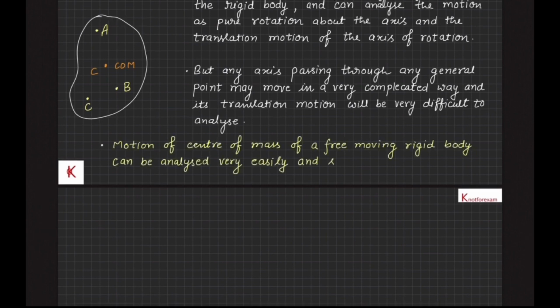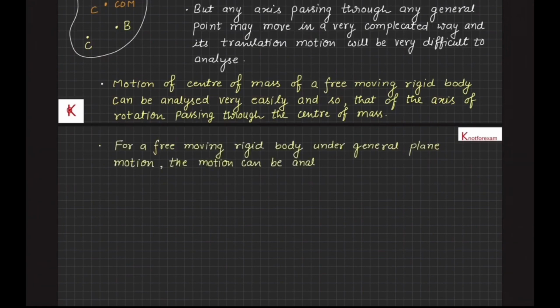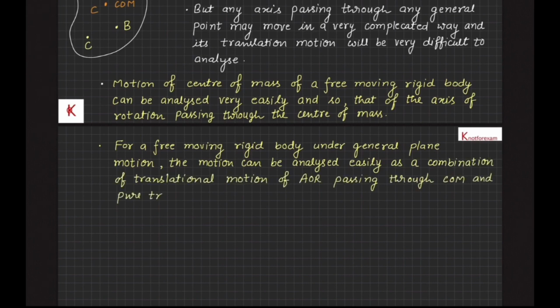But motion of the center of mass of a free moving rigid body can be analyzed very easily, and so can the axis of rotation passing through the center of mass. Therefore, for a free moving rigid body under general plane motion, the motion can be analyzed easily as a combination of translation motion of the axis of rotation passing through the center of mass and pure rotational motion about this axis.